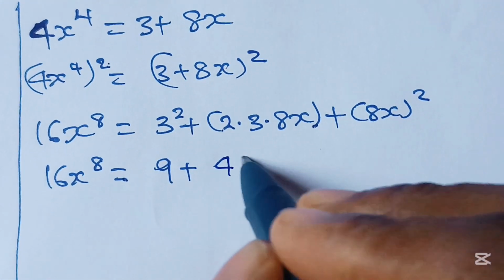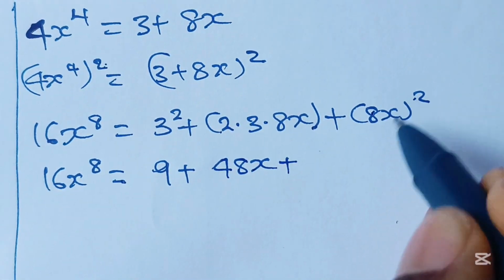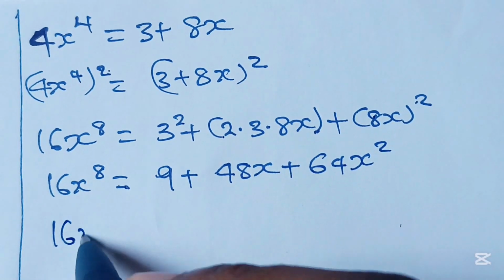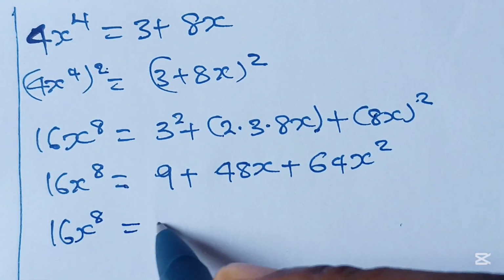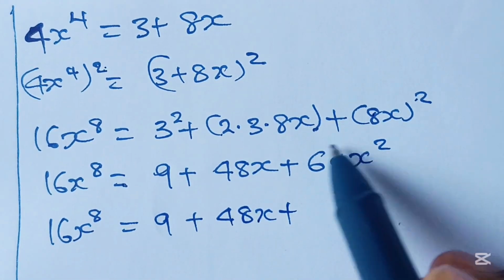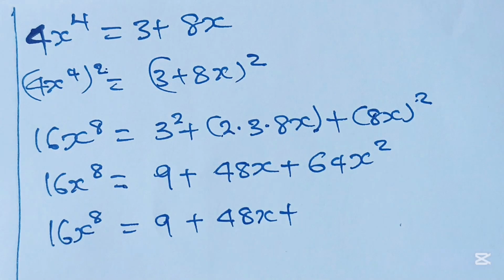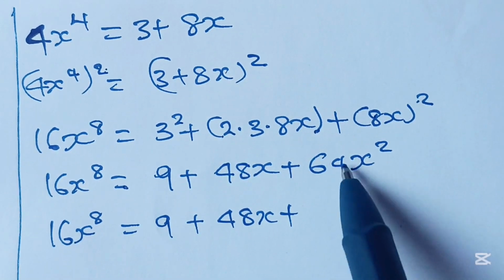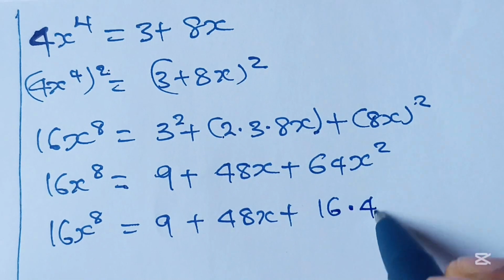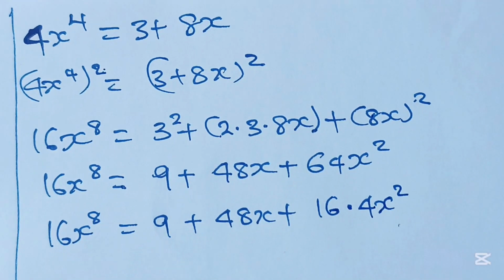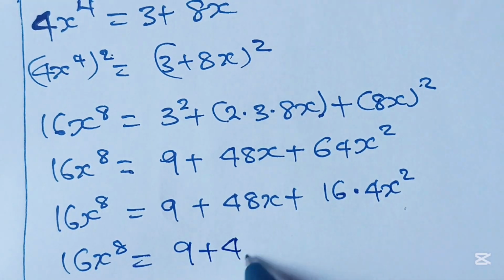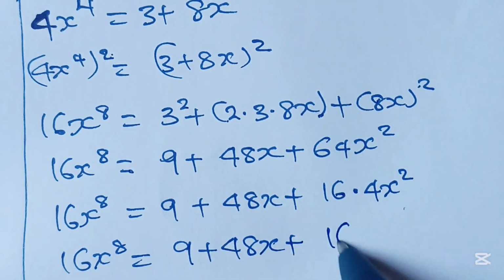So we have 48x plus 8 squared is 64x squared. So we have 16x to the power of 8 is equal to 9 plus 48x plus 64x squared. We always try to bring out our 4x squared for simplification. So 64 divided by 4 will give us 16. That means we can write this as 16 multiplied by 4x squared, right? So we have 16x to the power of 8 is equal to 9 plus 48x plus 16 brackets.